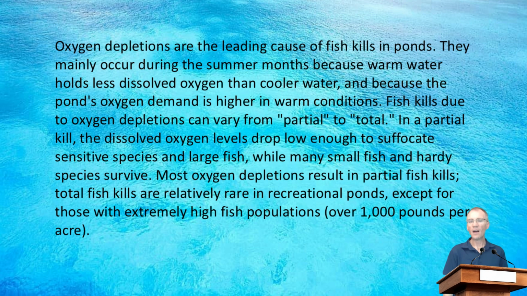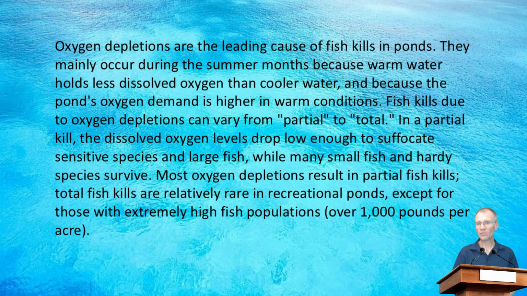in the pond. Oxygen depletions are the leading cause of fish kills in ponds. They mainly occur during the summer months because warm water holds less dissolved oxygen than cooler water, and because the pond's oxygen demand is higher in warm conditions.